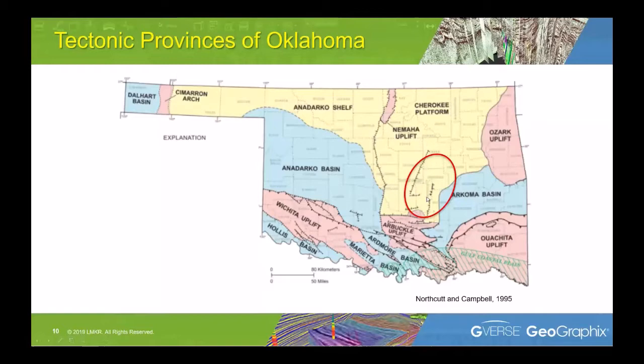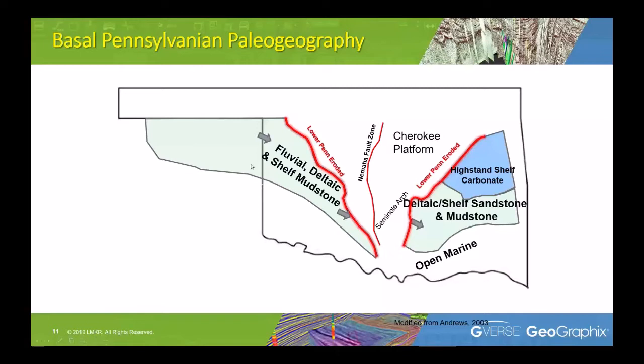Same area now. This is from the very lowermost Pennsylvanian. These Pennsylvanian rocks were deposited across a broad area. Carbonate shelf here, sands being pumped out during the low stand, and then the subsequent uplift across the Cherokee platform and along parts of the Nemaha fault zone, the Seminole Arch, resulted in erosion of the lowermost Pennsylvanian across a broad area in eastern Oklahoma, as well as going back into the deeper part of the Anadarko Basin.